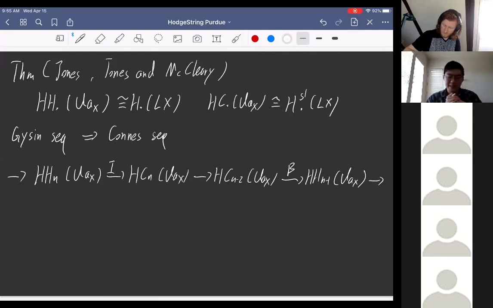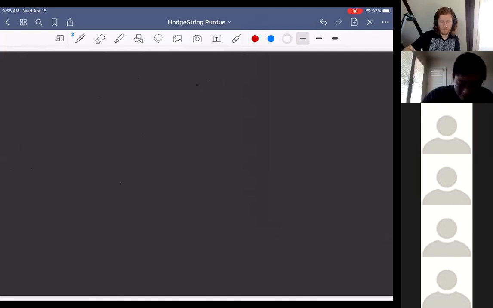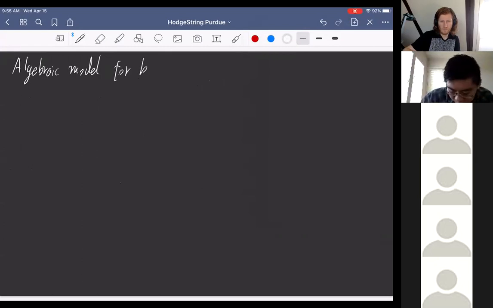So now the question is that, in order to find a model for the string bracket, the only thing left is the algebraic model for the loop product, right? If we find the algebraic model for the loop product, we get everything we need. So now the next part is to find the algebraic model for the loop product. And if we find that, we basically get an algebraic model for the string bracket.